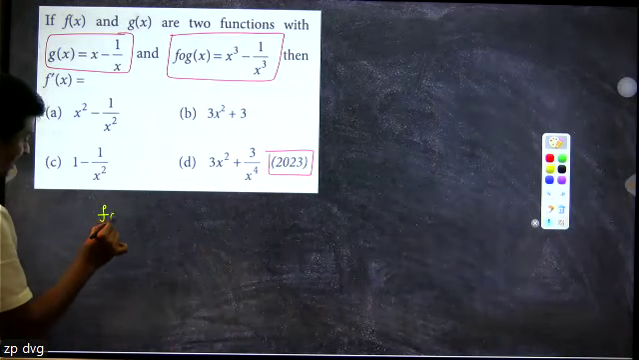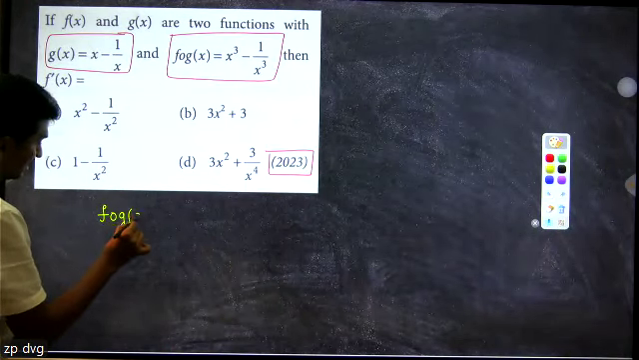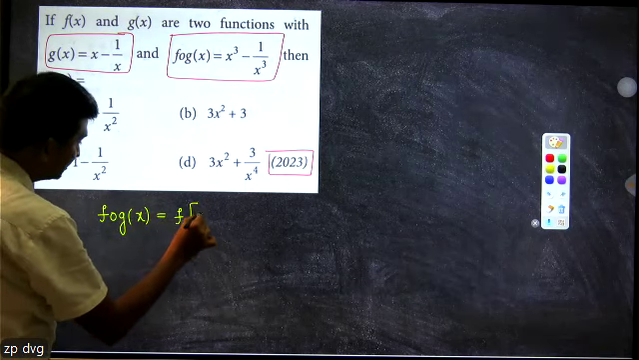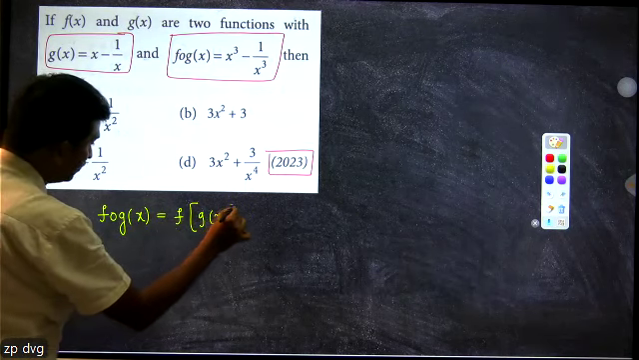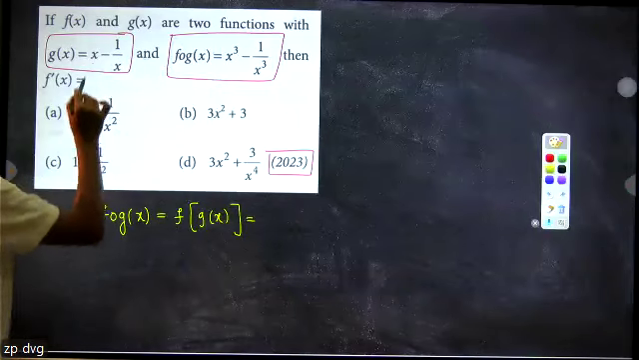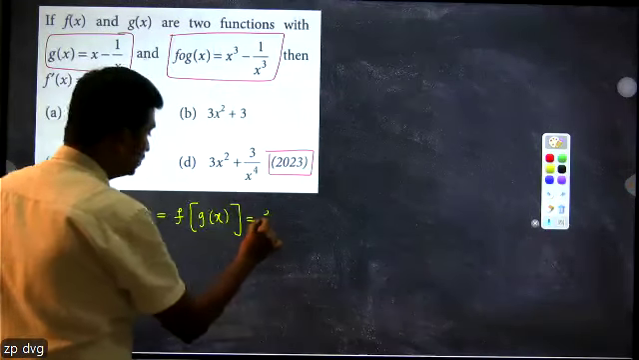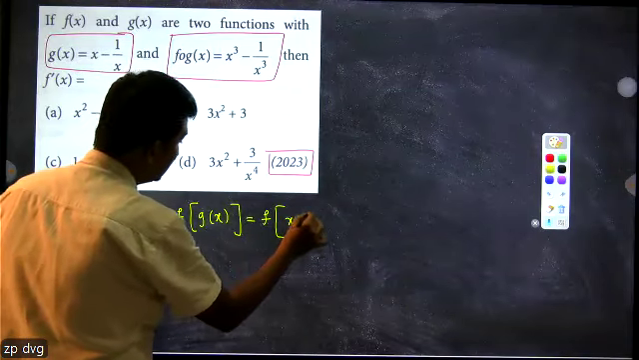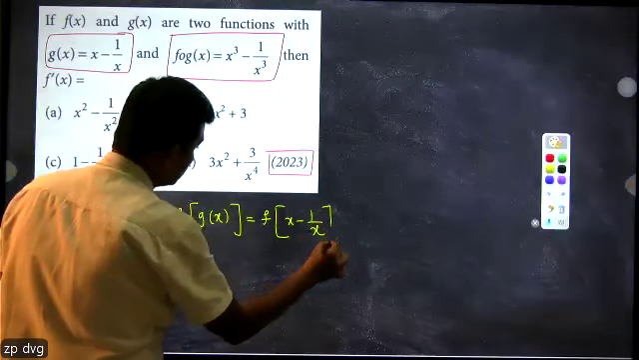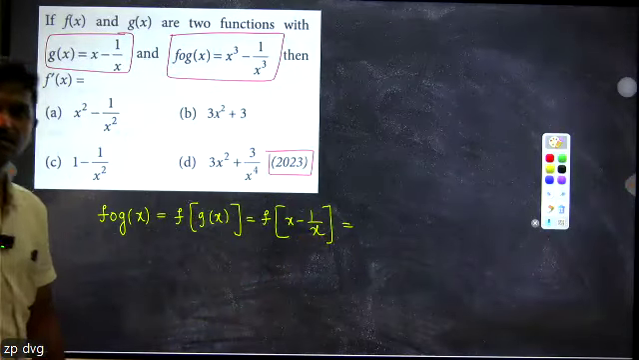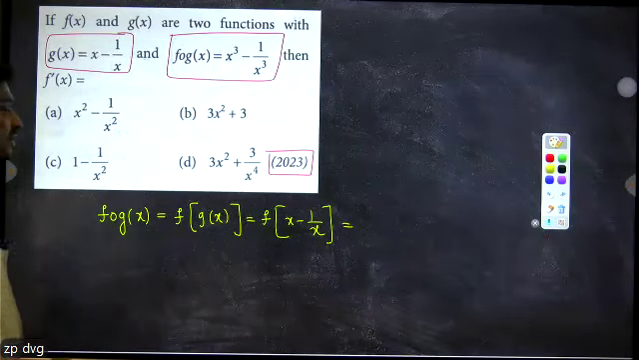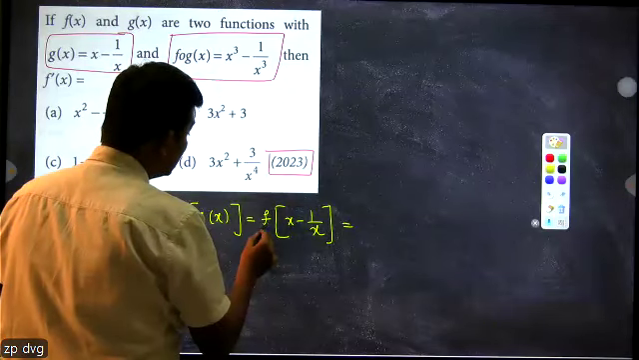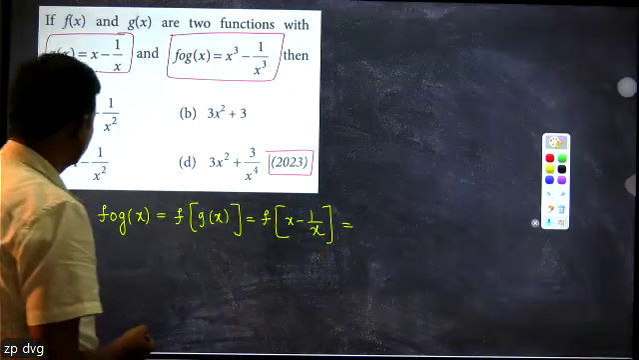F circle g of x can be written as f of g of x, a composite function, right? What is g of x? In the question itself, they gave g of x as x minus 1 by x. Okay, right? Now what we got here is f of x minus 1 by x.